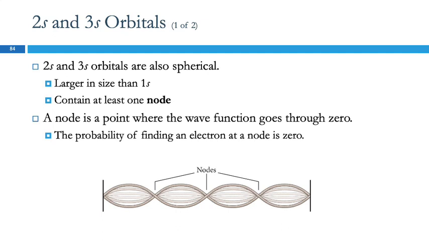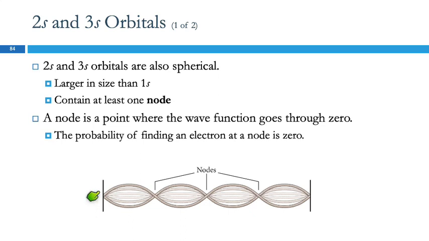So the 2s and 3s orbitals are also spherical. All the s orbitals are spherical. And as you go from 1s to 2s to 3s, they get bigger and bigger and bigger. But we also get a node in them. So the orbital is a wave function, right? And there's points at which the wave function goes through 0.